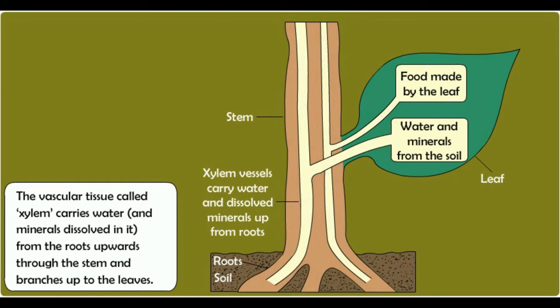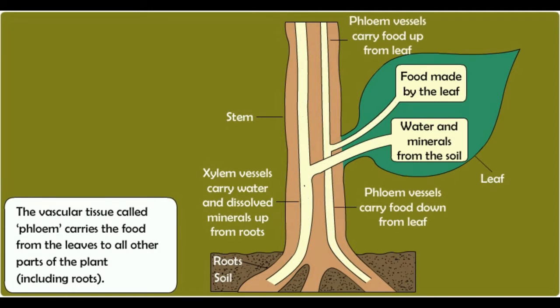3. The vascular tissue called xylem carries water and minerals dissolved in it from the roots upwards through the stem and branches up to the leaves. The vascular tissue called phloem carries the food from the leaves to all other parts of the plant, including roots.